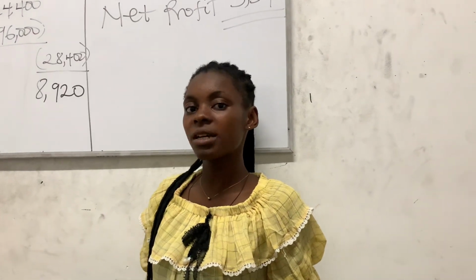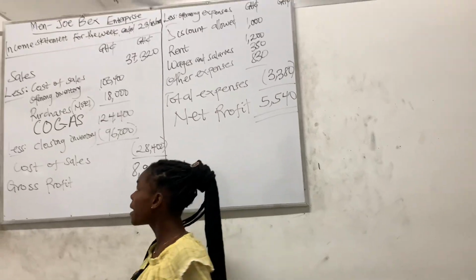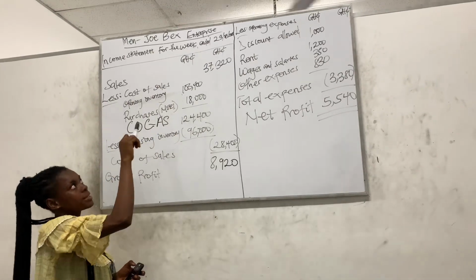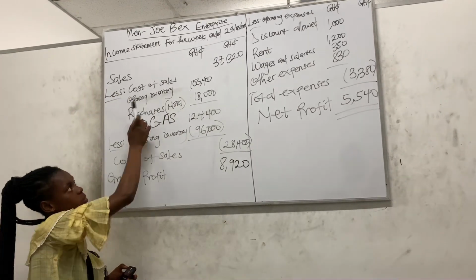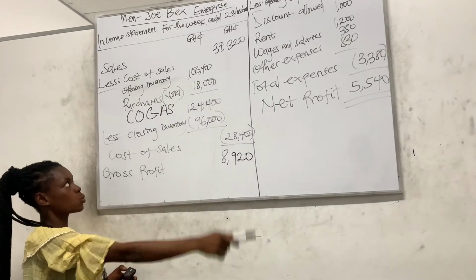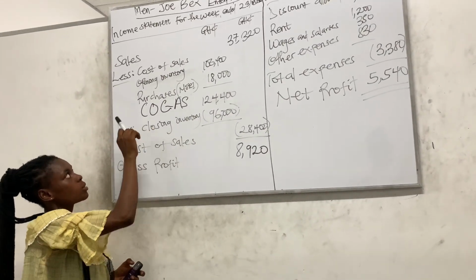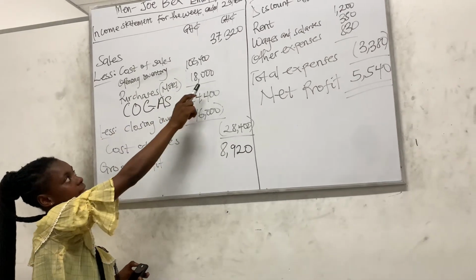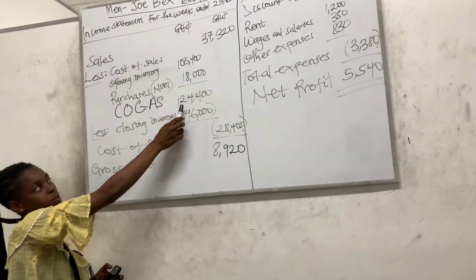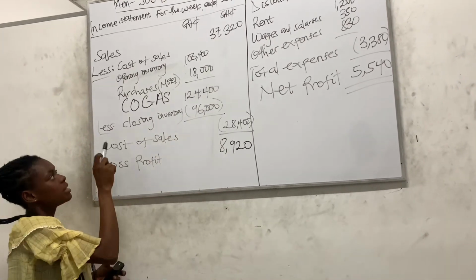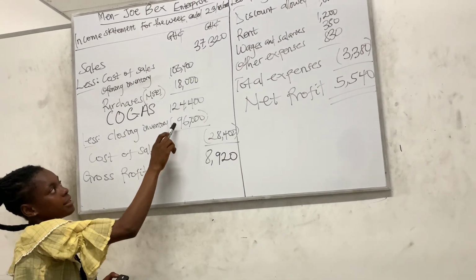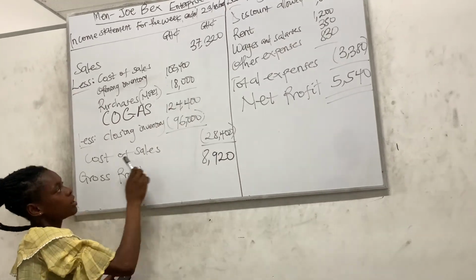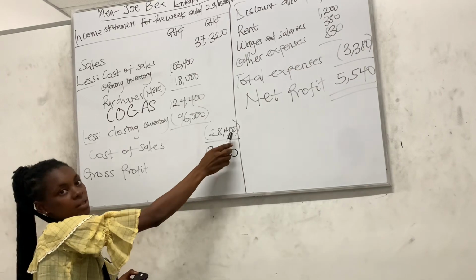Okay, so after making relevant adjustments, you then move on to prepare your income statement for the week ended 23rd June 2023. You start with your sales, which is 37,320. You then less your cost of sales. So opening inventory 106,400. Purchases 18,000. You add the two to get 124,400. Then you less your closing inventory, which is 96,000. So when you less 96,000 from the 124,400, you get your cost of sales, which is 28,400.